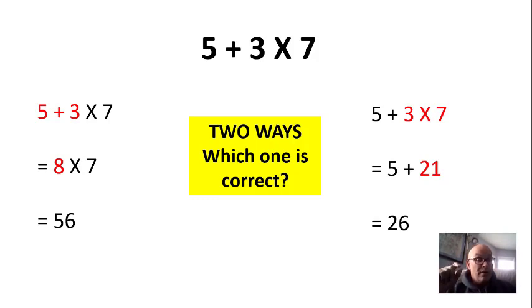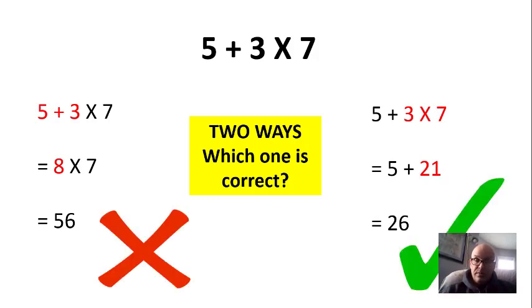And then they add the 5 to the 21 and they get 26. Two completely different answers, but it's the same math problem. So you have to do the order of operations correctly, otherwise you get the wrong answer. Which one's the right one? The one on the right is the correct one because it starts with multiplying before it does the adding. Okay? All right, let's practice.